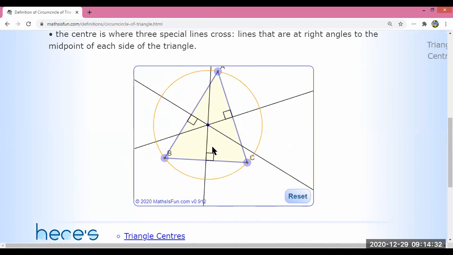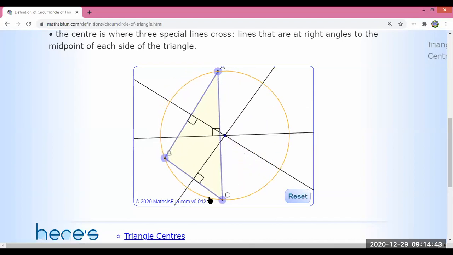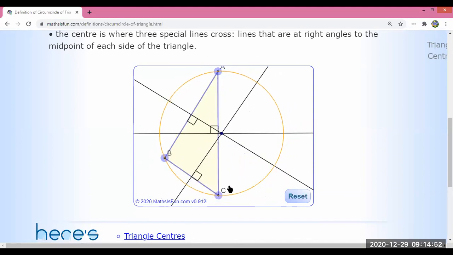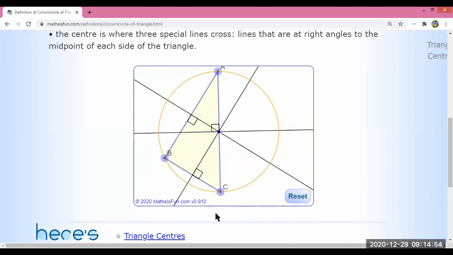These are the three very important points to remember. For an acute angle triangle, the circumcenter will lie inside the triangle. For an obtuse angle triangle, let me change it quickly to obtuse angle. Yes, this is an obtuse angle. The circumcenter will always lie outside the triangle. And for any right angle triangle, the circumcenter will always lie on the hypotenuse.